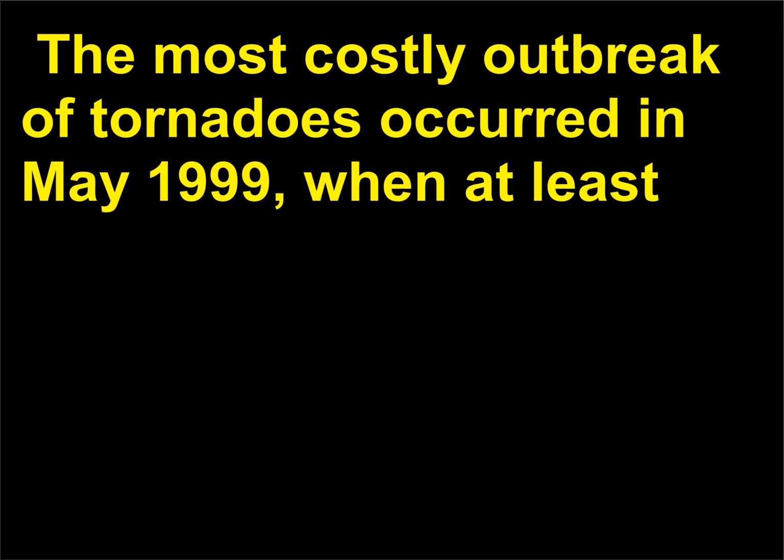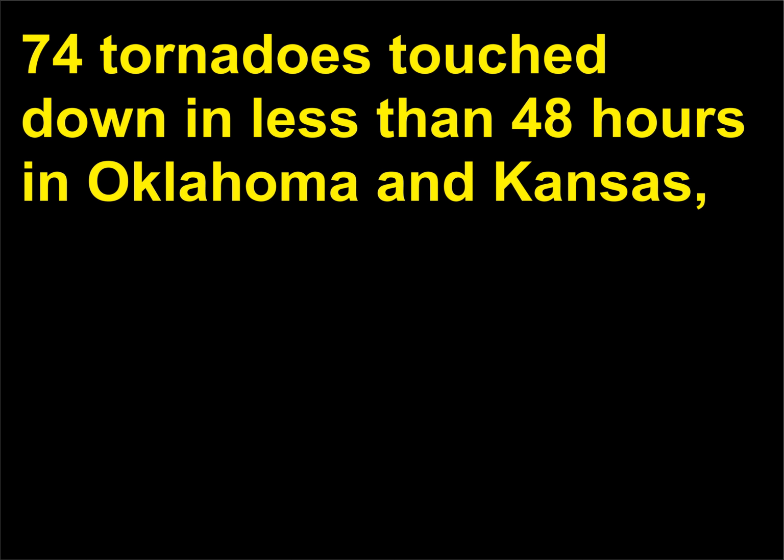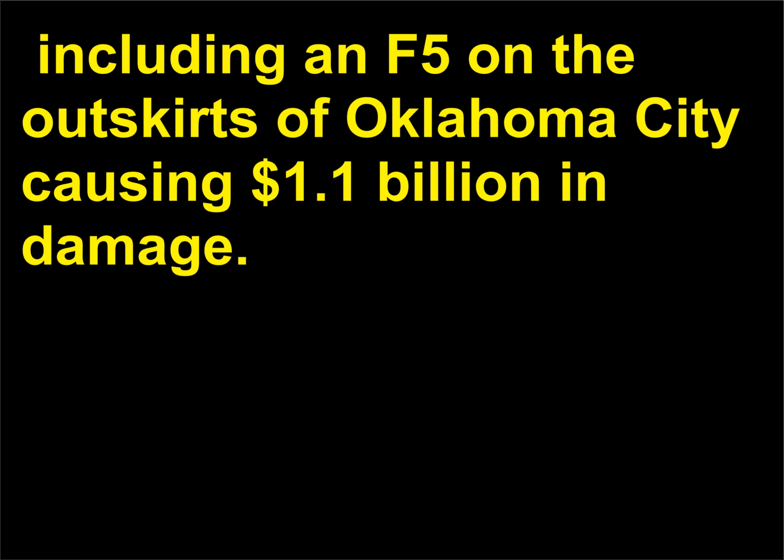The most costly outbreak of tornadoes occurred in May 1999, when at least 74 tornadoes touched down in less than 48 hours in Oklahoma and Kansas, including an F5 on the outskirts of Oklahoma City, causing $1.1 billion in damage.